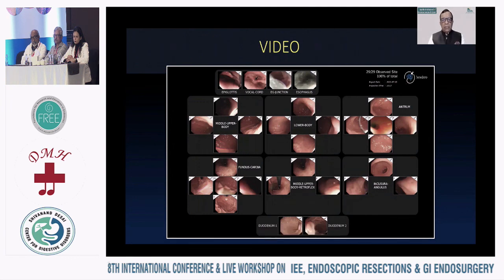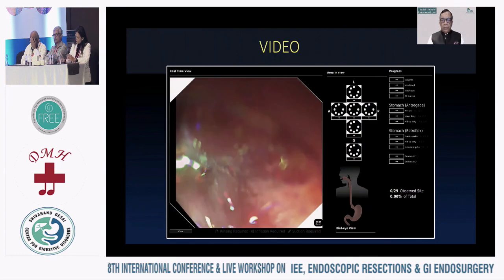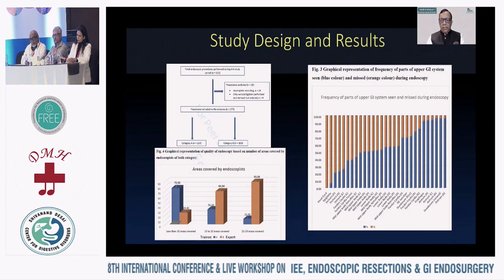Though these are early days and we are trying to validate it externally, I find that it is a promising training tool for upper GI endoscopy. We did a small study in our department where we retrospectively analyzed 277 upper GI endoscopies and divided them into those performed by trainees and trainers. And as expected, we found that the trainers covered much larger areas than trainees did. We also found that some of the areas which are commonly missed were vocal cords, epiglottis, and incisura. And these can, again, be very important take-home messages.